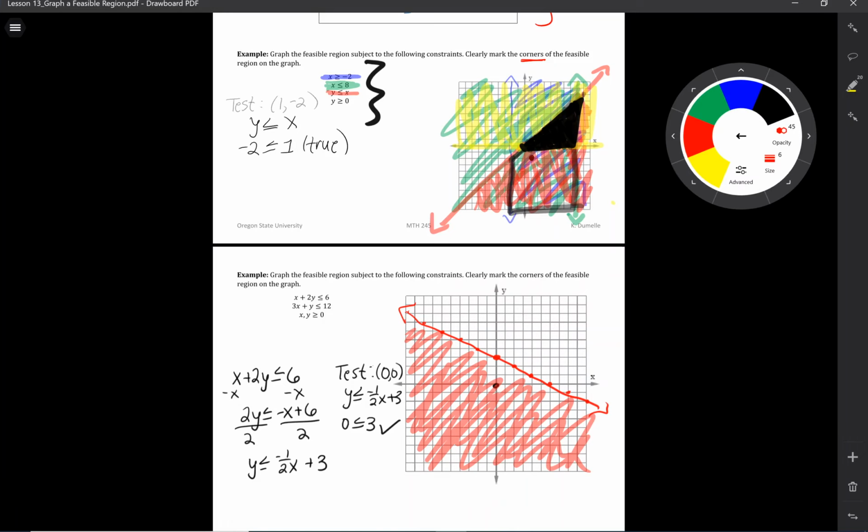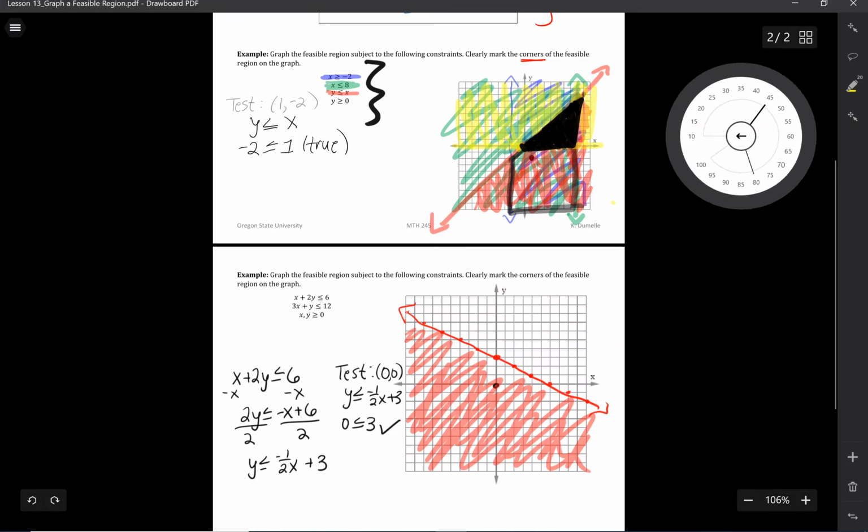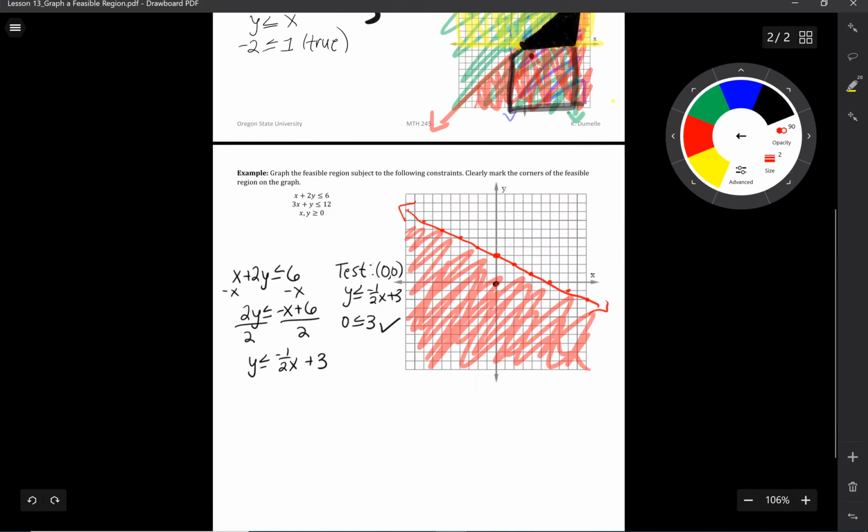My second equation is 3x plus y less than or equal to 12. Again, I want to get it into y equals mx plus b form, so I first need to do that. So I have 3x plus y less than or equal to 12. I subtract 3x to get y is less than or equal to negative 3x plus 12.